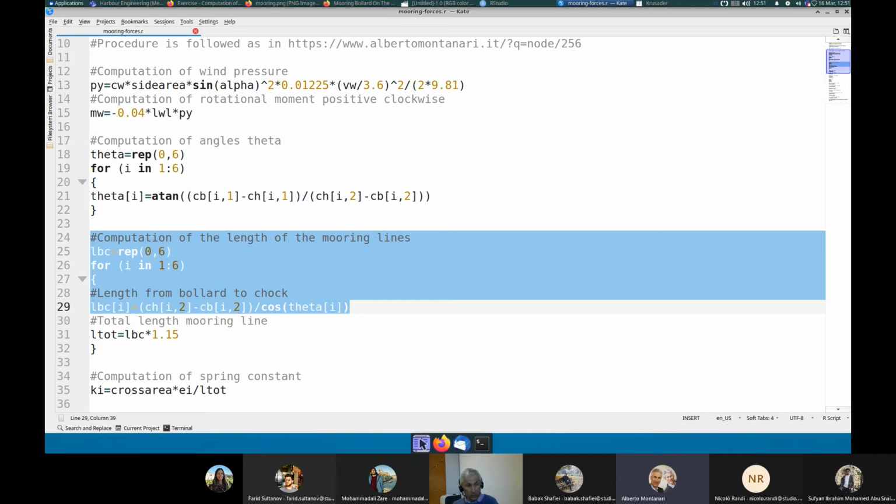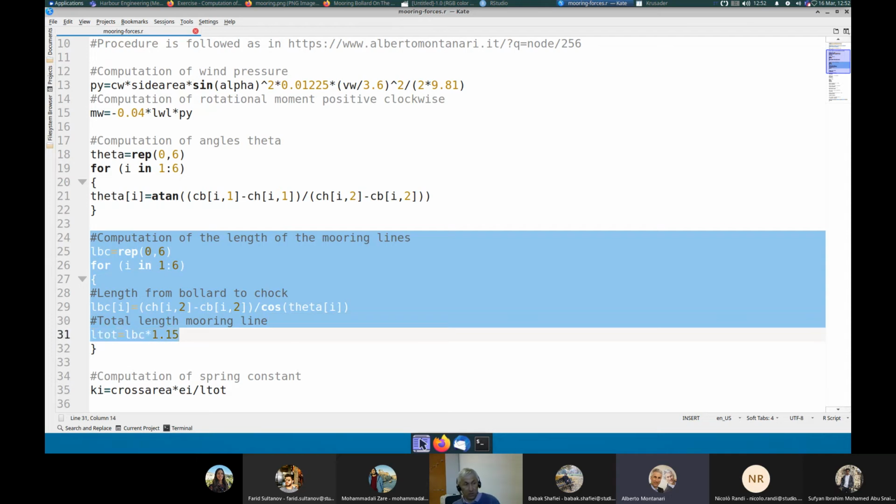And then we compute for each mooring line the total length, taking into account that the total length is 15% more than the length from bollard to chock. So the total length LTOT is given by LBC times 1.15. And then we close the for cycle with the right curly bracket. Okay?